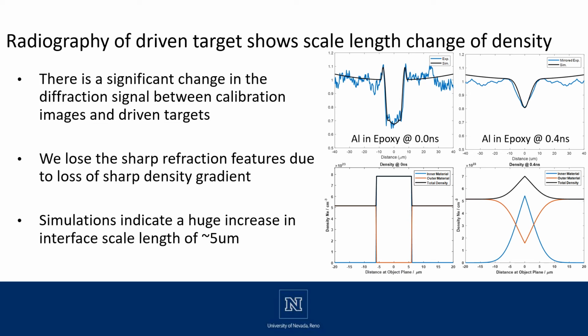When we look at the driven target data, we see significant changes, though that is to be expected. The calibration targets, where they're cold and there's no drive, show a very strong, very sharp density gradient. And that's shown on the left side of the figure on the right, where we have that previously shown refraction pattern overlaid on the data, and we can see the density profiles that make that up below it.